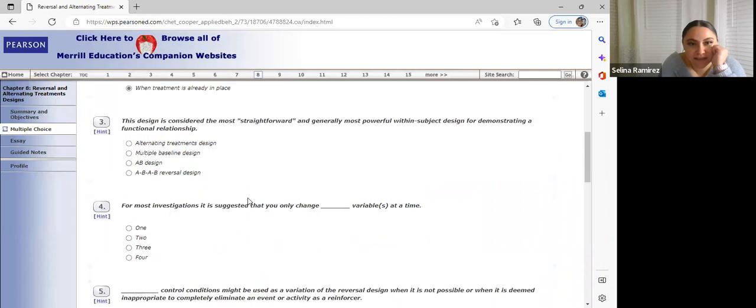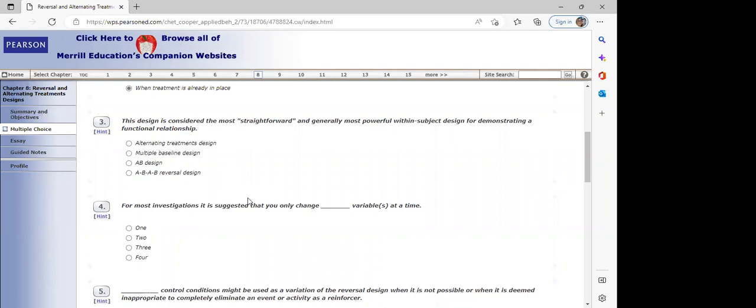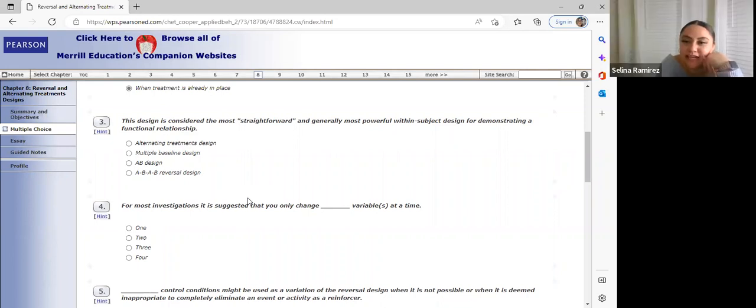Okay. Where are we? 3. This design is considered the most straightforward and generally most powerful within subject design for demonstrating a functional relationship. Okay, so don't look at the answers yet. This design is considered the most straightforward and generally most powerful within subject. Okay, so we talked about this. What is the basic ABA graph that we use the most?